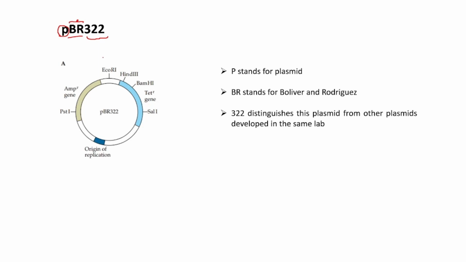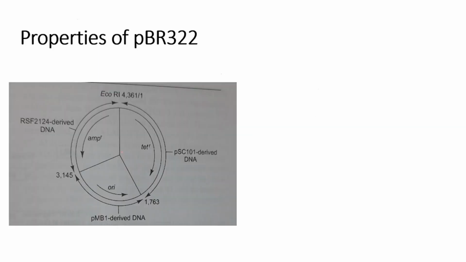So as you can see on the left hand side, this is the entire circular structure of a pBR322 plasmid vector. Now let us see some properties of pBR322. The first property is that this plasmid vector is very small in size, of the order of 4361 base pair. Due to this extremely small size, it is widely used in recombinant DNA technology for generating recombinant DNAs. Now this plasmid vector pBR322 is actually synthesized from three different plasmids.